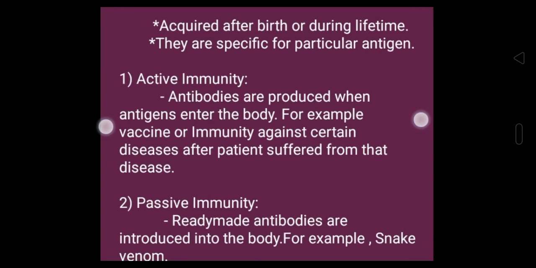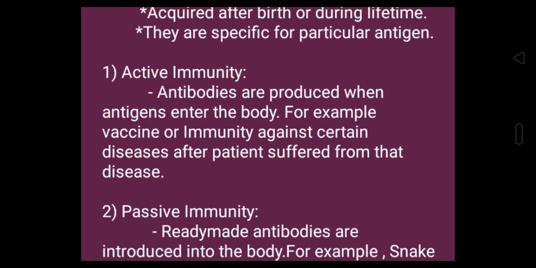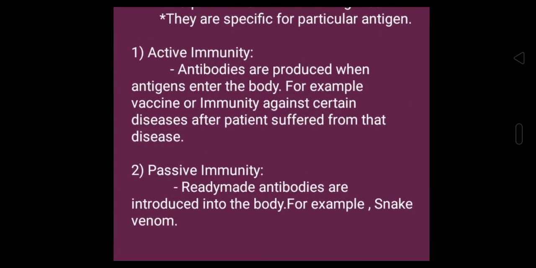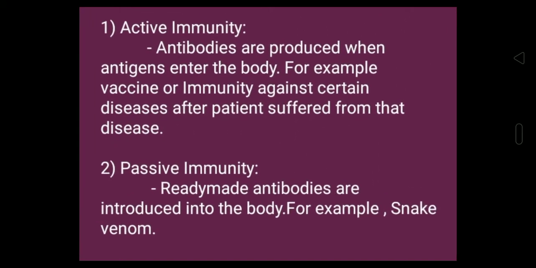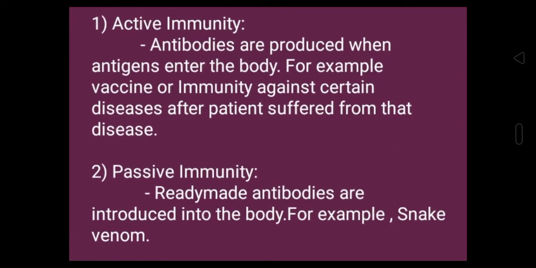In active immunity, antibodies are produced when antigens enter the body. For example, a vaccine, or immunity against a certain disease after patients suffer from that disease. Very important concept, guys. Now passive immunity, in this, ready-made antibodies are introduced into the body. For example, snake venom here, and this is a temporary effect, and active immunity is the long-lasting effect.